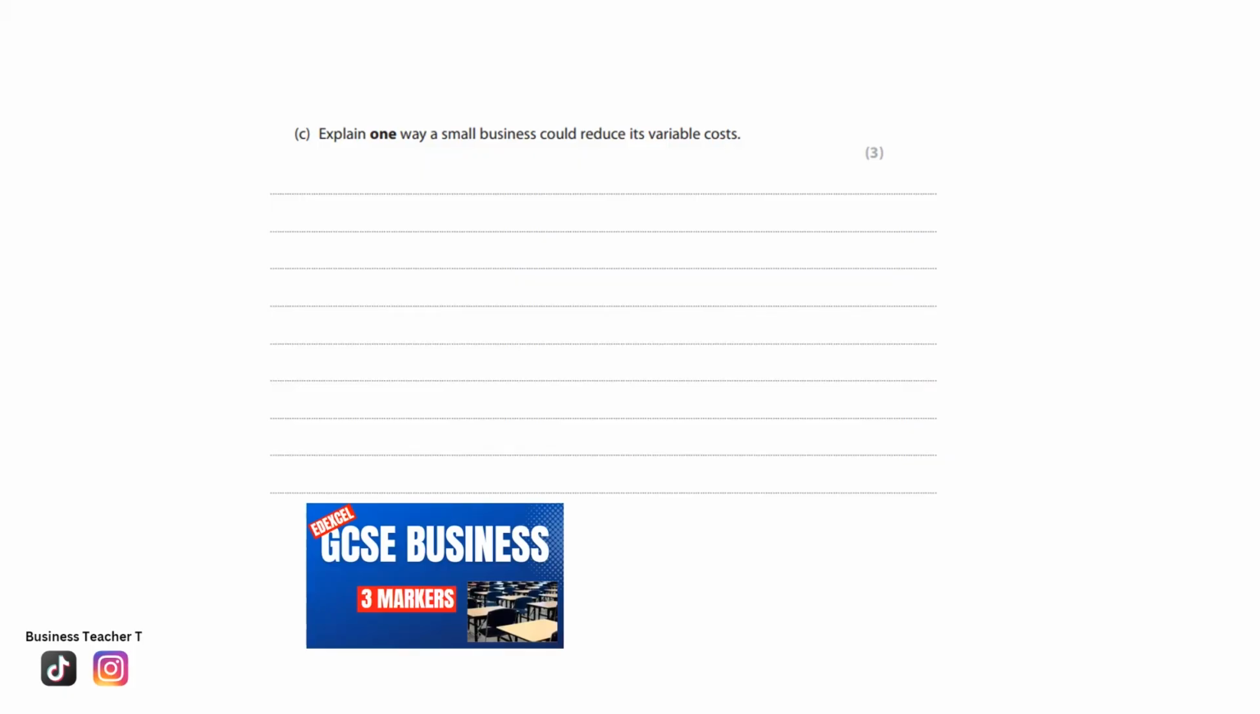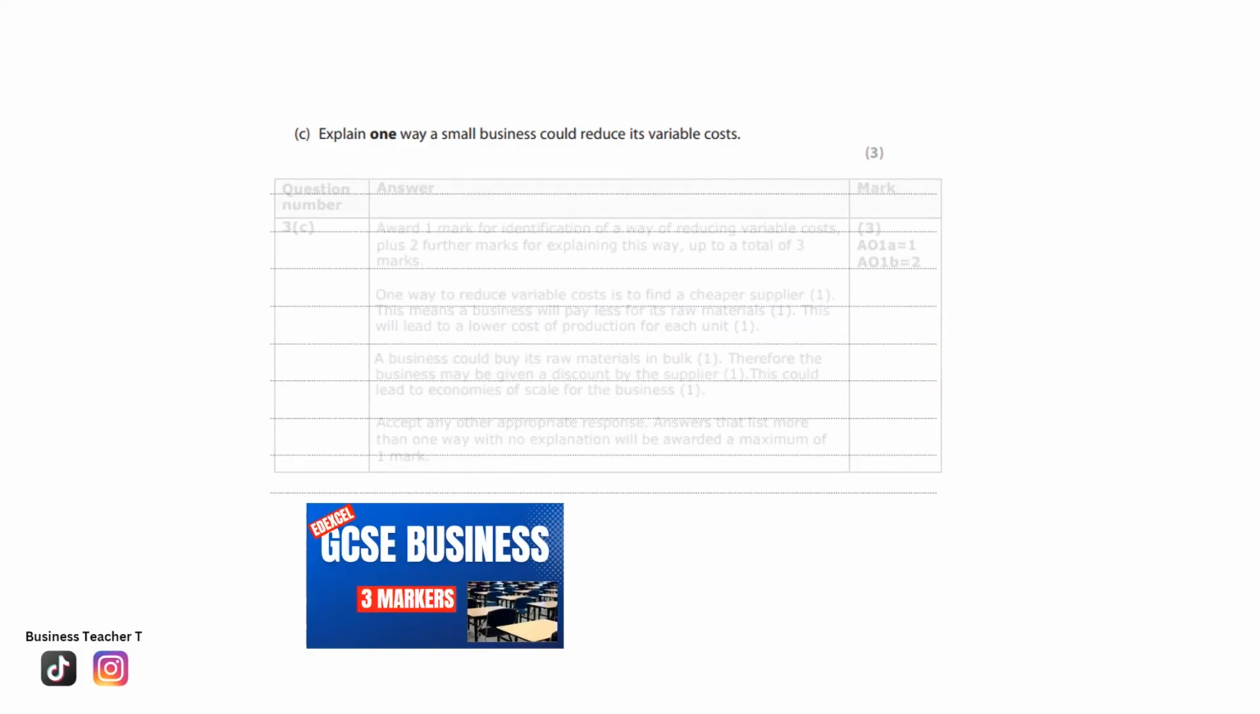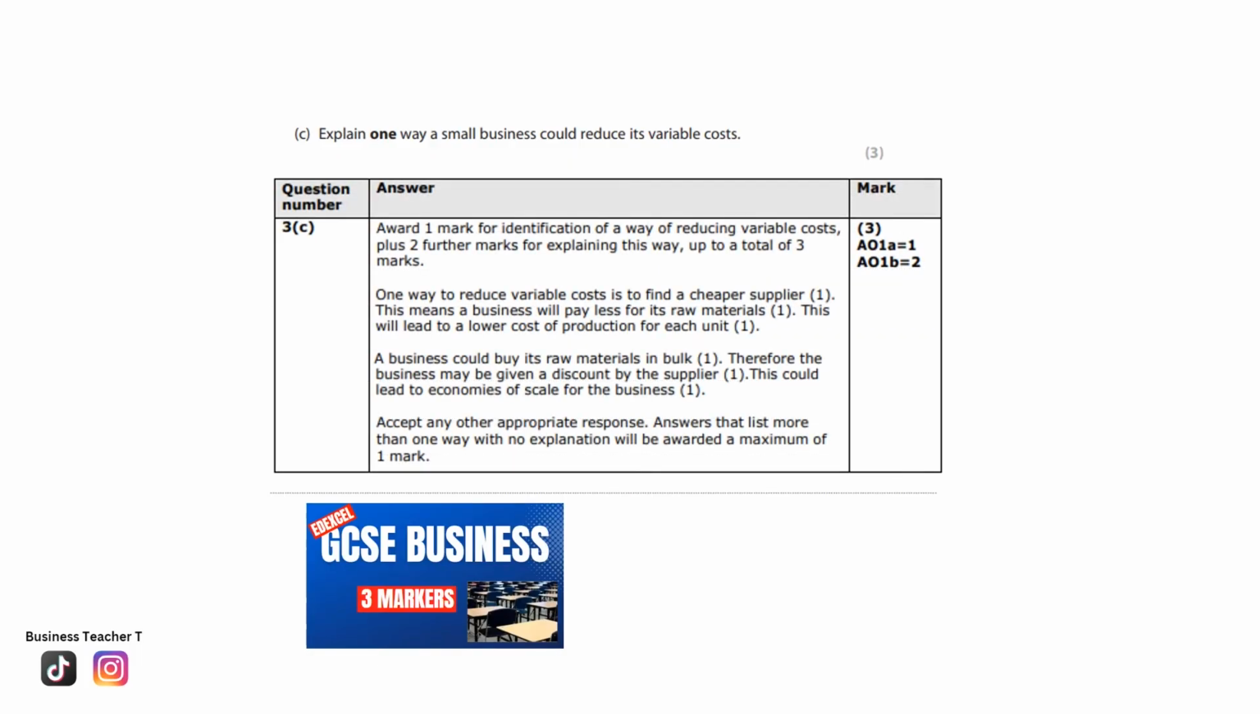Next question, explain one way a small business could reduce its variable costs. Let's take a look at the possible answers. One way to reduce variable costs is to find a cheaper supplier. This means a business will pay less for its raw materials. This will lead to a lower cost of production for each unit. Or, a business could buy its raw materials in bulk. Therefore, the business may be given a discount by the supplier. This could lead to economies of scale for the business.